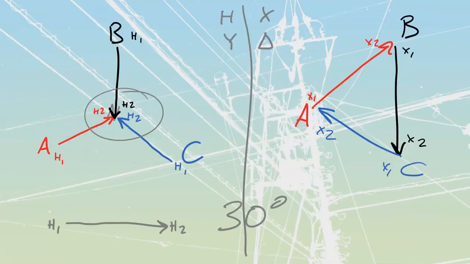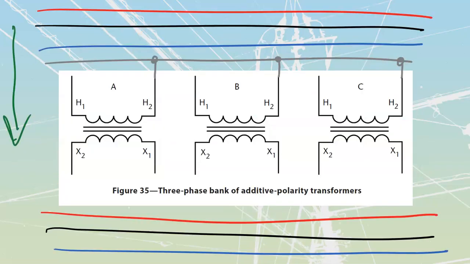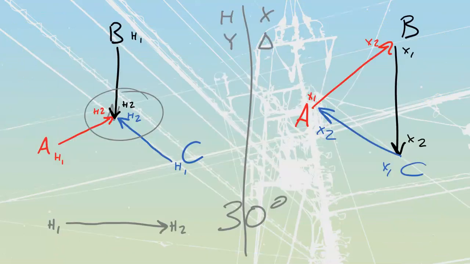Next thing I'm going to do is I'm going to say that my H1s are going to go to their line. H1A, H1B, H1C. So we're going to go back over to this one over here. H1A, H1B, and H1C. So now this high side over here is all in alignment with this one over here.